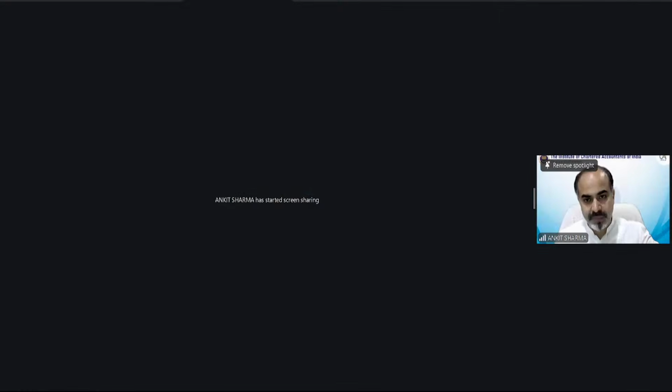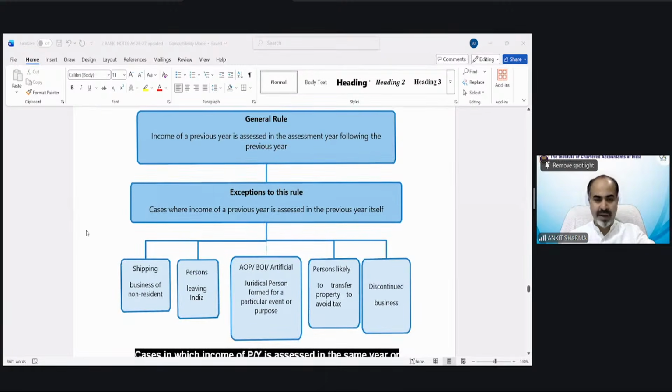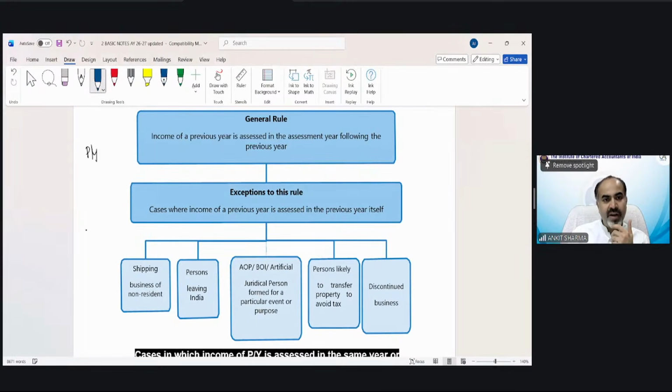Now we are moving on to the provision part of today's class. So in the last class, we have discussed the definition of previous year and assessment year. And there was a common rule. And the rule was saying that the income you have earned in previous year is going to be taxed in the next year, and that is called assessment year. That is a general rule. Income of a previous year is assessed in the assessment year following the previous year.